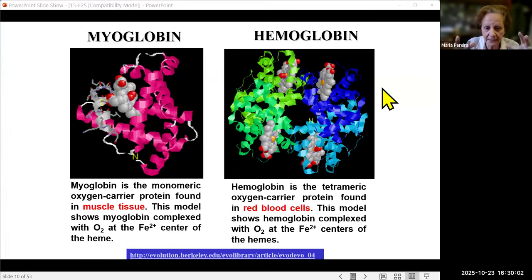But amazingly, the muscle has another protein that can bind oxygen, and that's known as myoglobin. And this is only present in muscles. So muscle cells are sort of reddish. Why do they have that color? Because they have myoglobin.